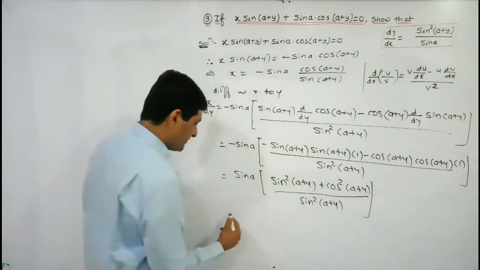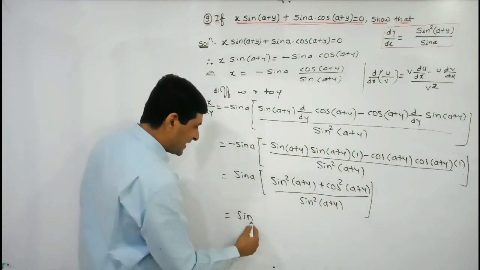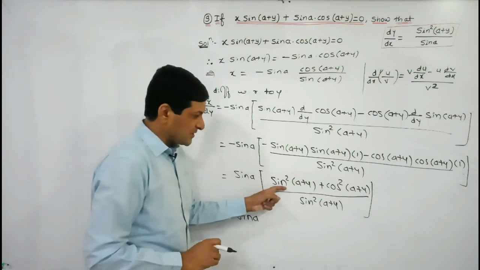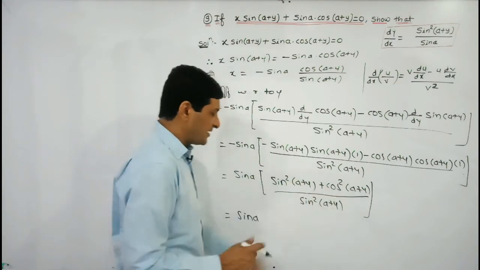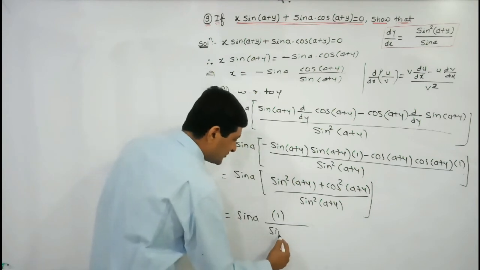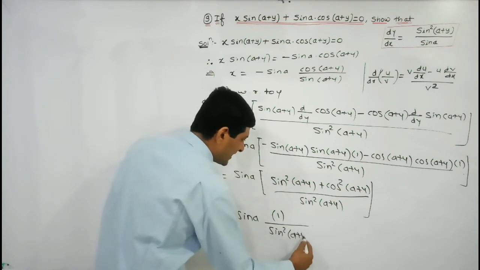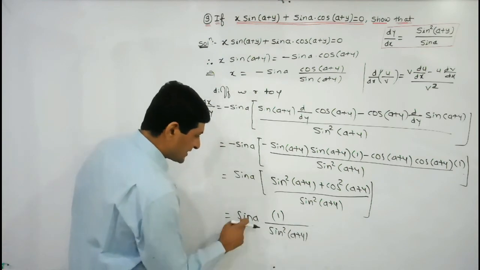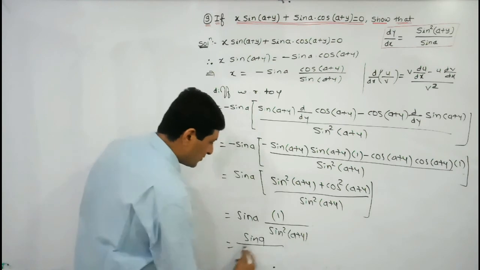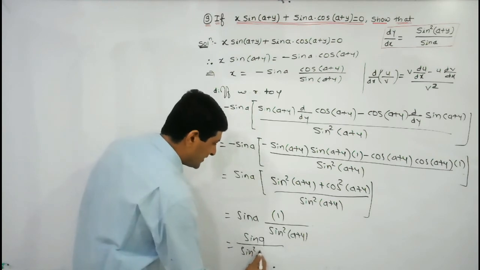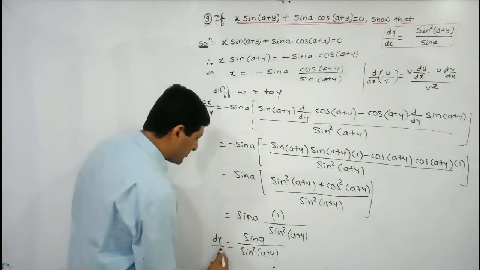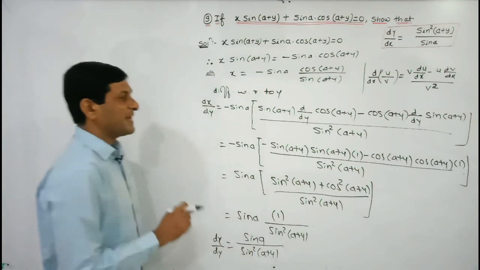Now let us simplify it, which is equal to sin a, keep it as it is. In the numerator, check that the expression is in the form of sin square theta plus cos square theta. Is it equal to 1? So 1 divided by sin square (a plus y). Means what result we have got here? Sin a into 1 will be equal to sin a, and in the denominator what we have got here? Sin square (a plus y). So this is the value of what? dx upon dy.